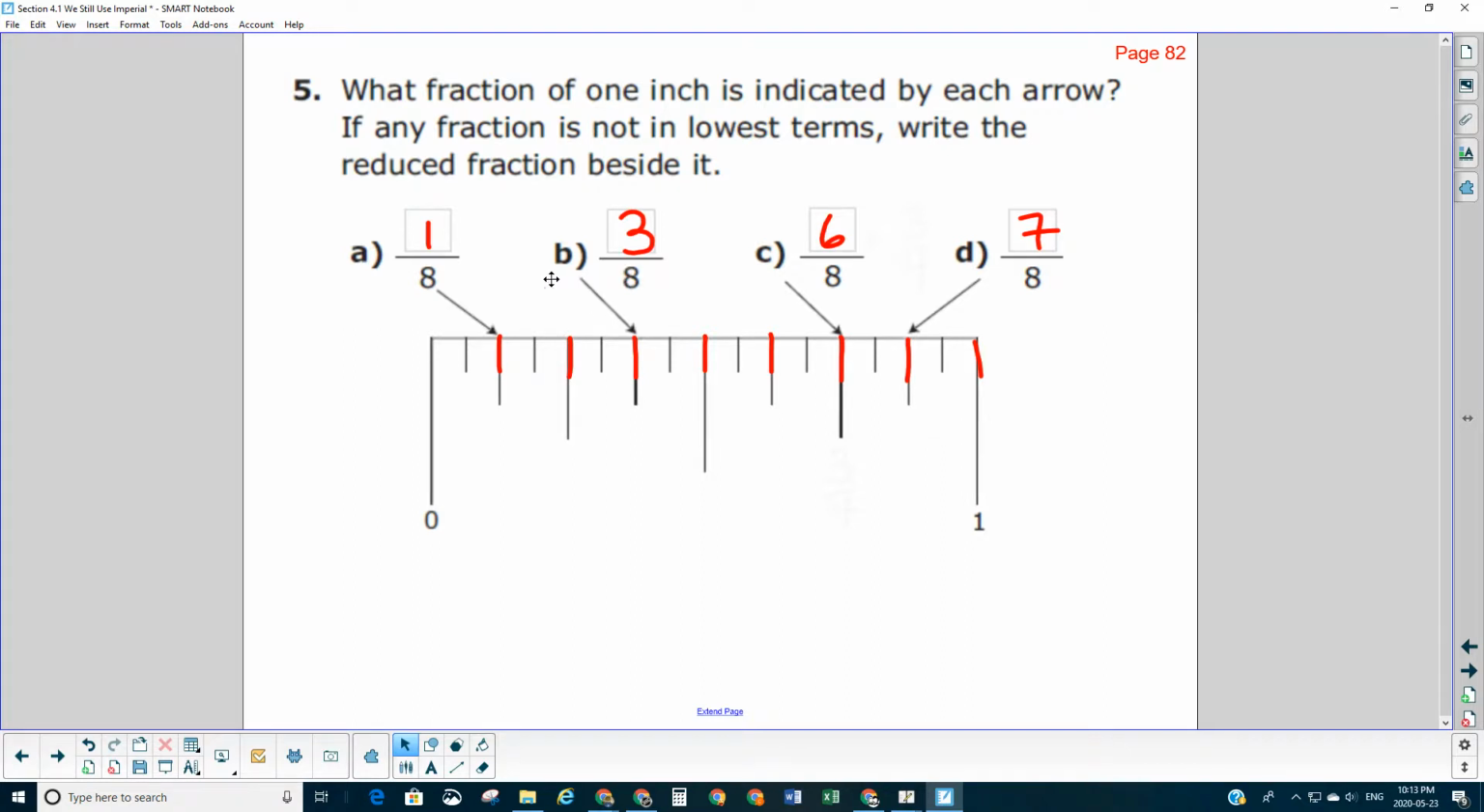Some of these might be reduced. Now that's reduced, but this could go even further. So how does it reduce? Well, you can see that a 2 can divide evenly into both of these. So 8 divided by 2 is 4, and 6 divided by 2 is 3. So that means that this tick here, which is 6/8, can also be considered 3/4.